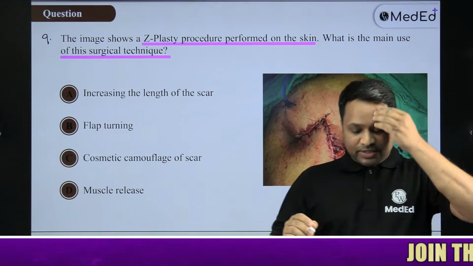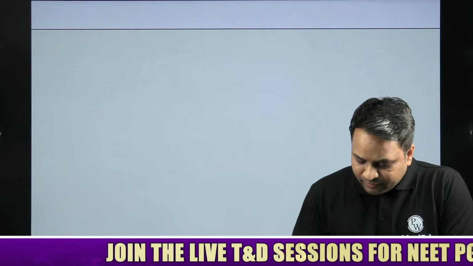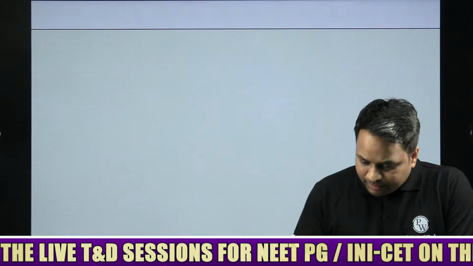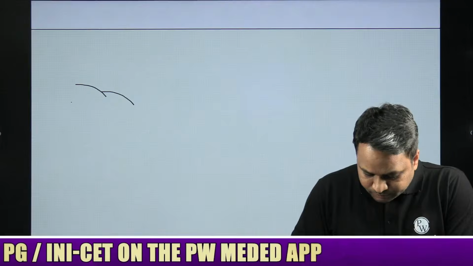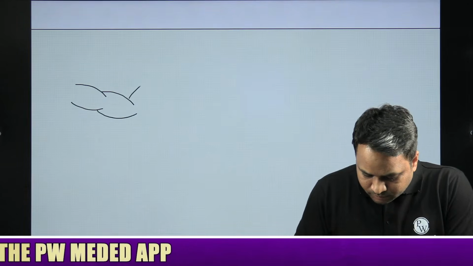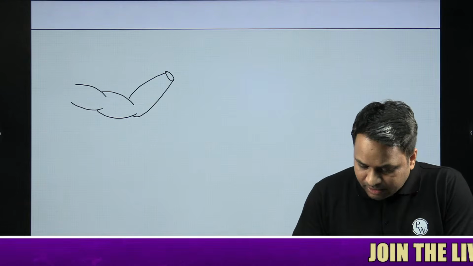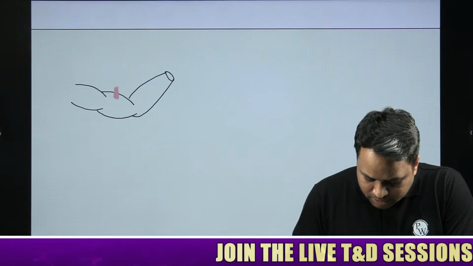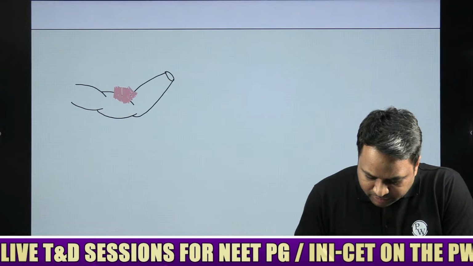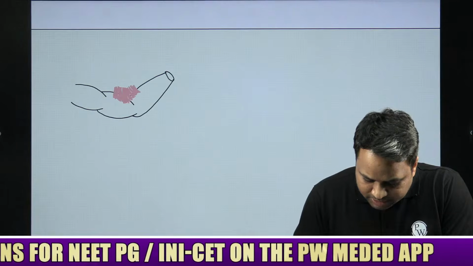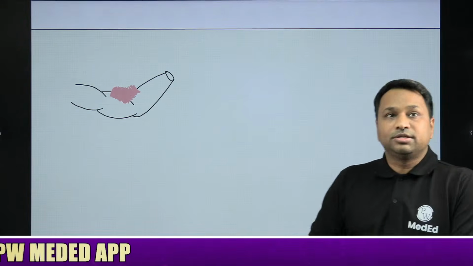All right, what is the main use of this technique? When you talk about Z-Plasty, usually we prefer doing a Z-Plasty whenever you have a wound contracture, right? Now imagine that this is the arm of the patient. Patient was burning crackers in Diwali. Because of that, there's a wound contracture. The burn has occurred. After the burn has occurred, the wound contracture has now developed on this forearm, right? So this is how the wound contracture is going to look like.